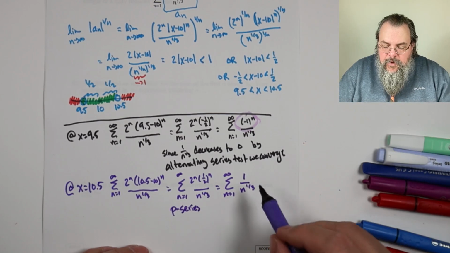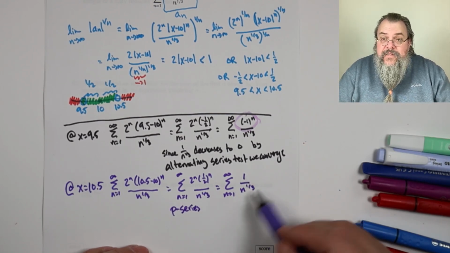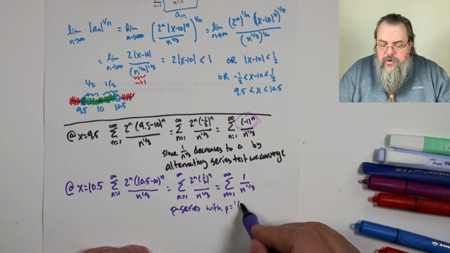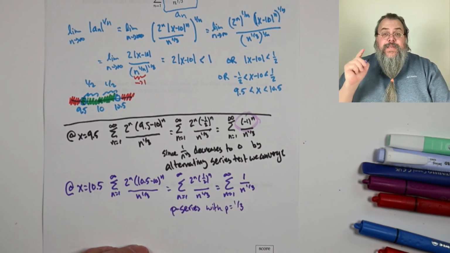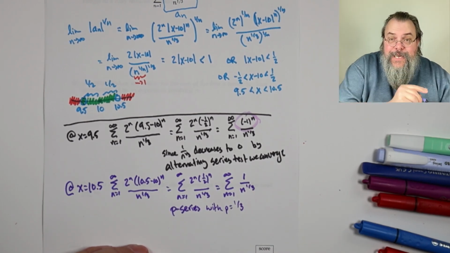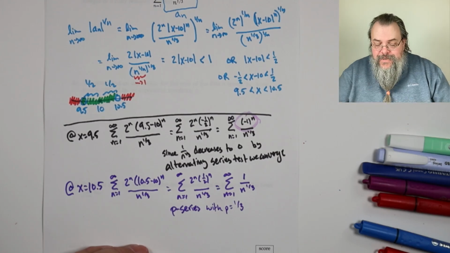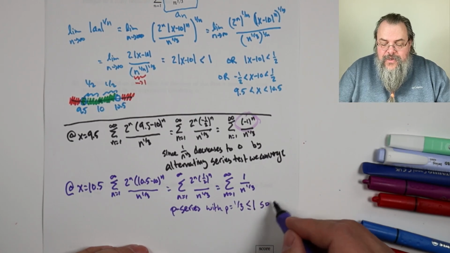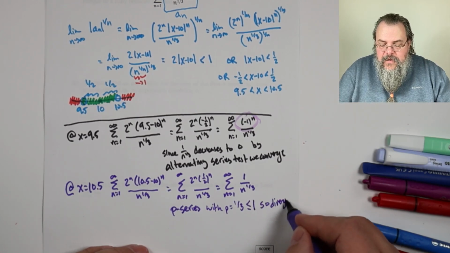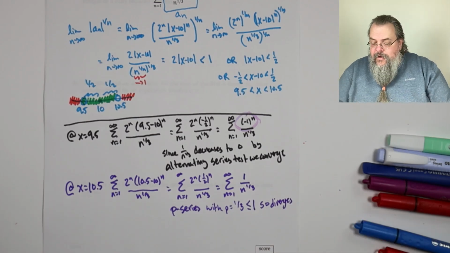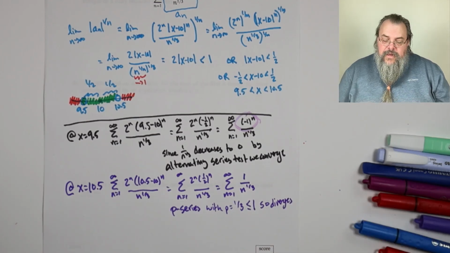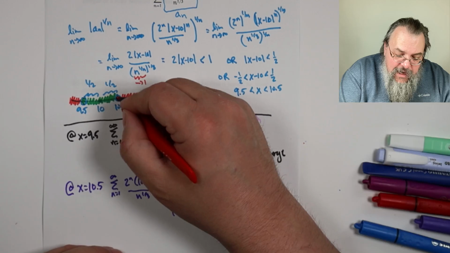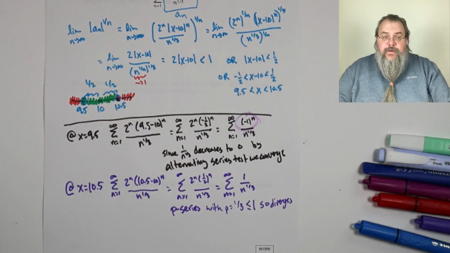And a p-series means what? 1 over n to a power. So p is the power, with p equals 1/3. Now, here's the thing. P-series converge if and only if we're above 1. This is less than or equal to 1, so it diverges. All right, so we know it's a p-series at that point, so it's diverging, which means 10.5 is out. So we shade it in with the red.